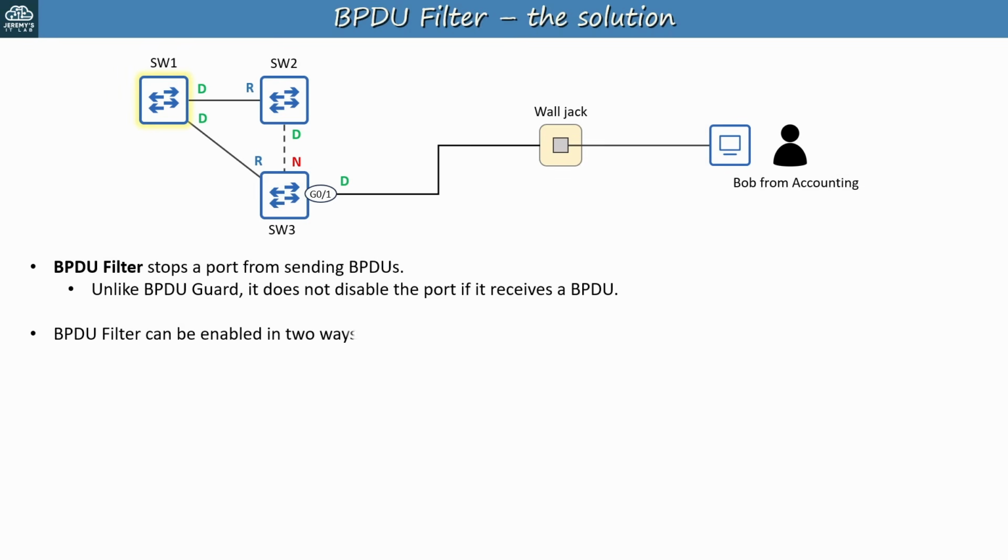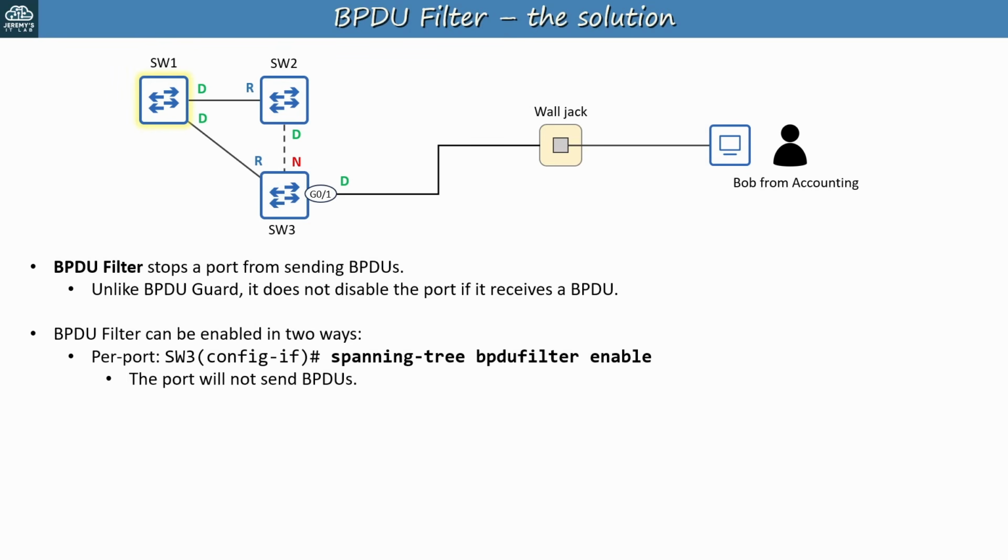BPDU Filter can be enabled in two ways, just like PortFast and BPDU Guard. It can be configured per port in interface config mode, or by default in global config mode. However, unlike PortFast and BPDU Guard, BPDU Filter functions differently depending on how you configure it. To configure it on a specific port, use spanning-tree bpdufilter enable in interface config mode.